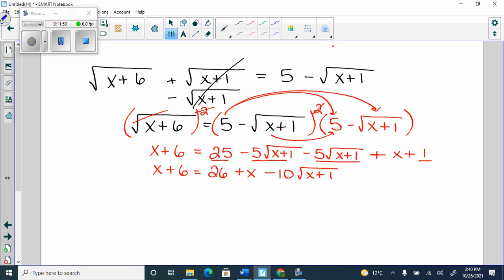Now I have a single radical. What's my rule when I have a single radical? Isolate it. So I'm going to let that sit there for a second, and I'm going to subtract 26 and subtract x. Let's move it over here.